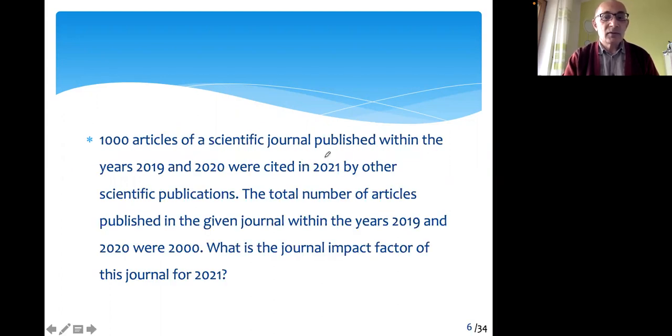Then last time we also discussed the journal impact factor, how it was calculated. And here is an example to calculate the journal impact factor. 1,000 articles of a scientific journal published within these 2 years were cited in 2000 and the year thereafter. And the total number of articles published during this time interval were 2,000. So 2,000 publications, 1,000 citations. What is the impact factor?